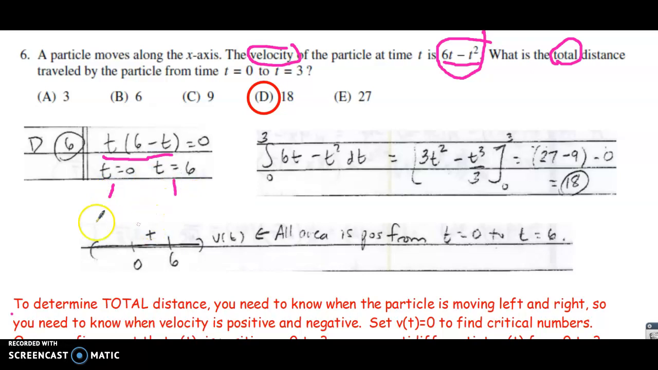Then I'm going to test out the regions to figure out where the area is positive or negative. So I put those critical numbers, 0 and 6, on the number line, and they're telling me to only go from 0 to 3. I find out that that region is all positive, so I don't have to make any breaks anywhere in the integration. So I'm going to accumulate the area from 0 to 3 underneath 6t minus t squared.